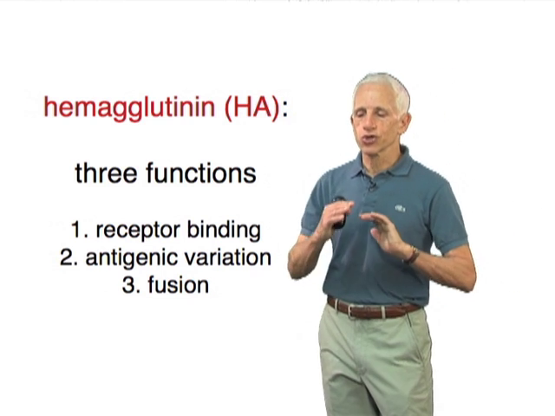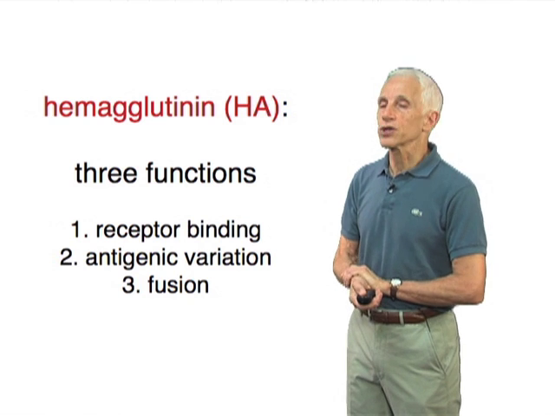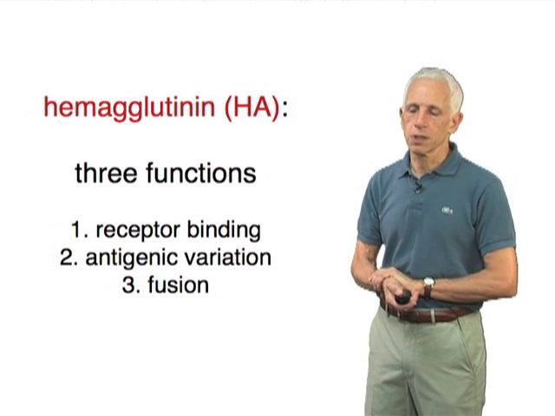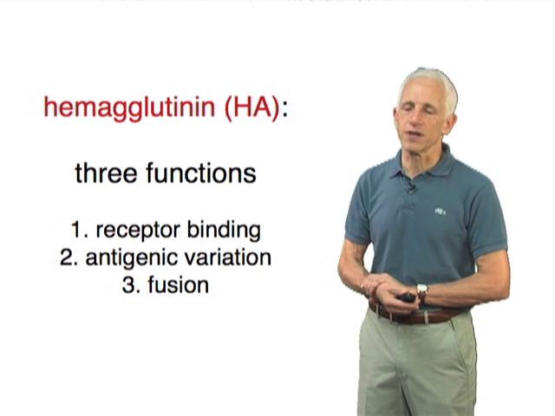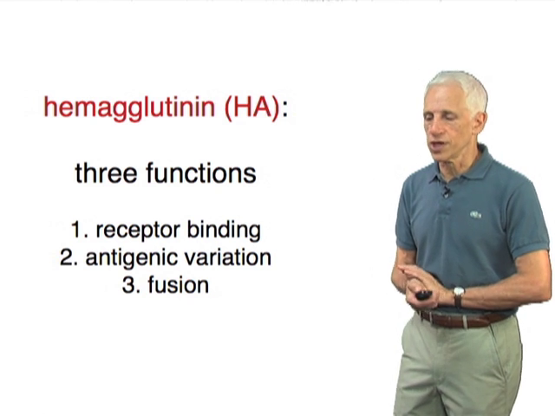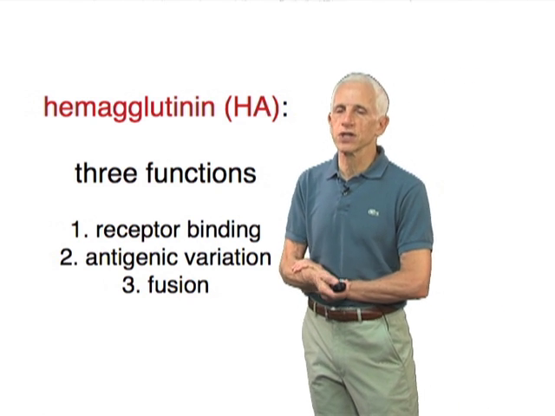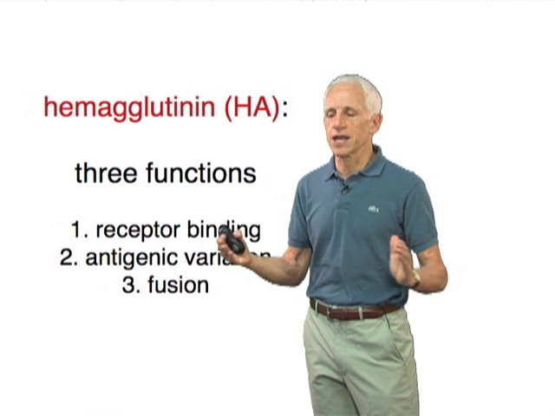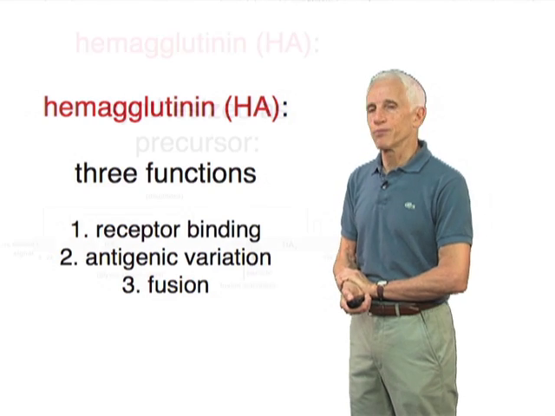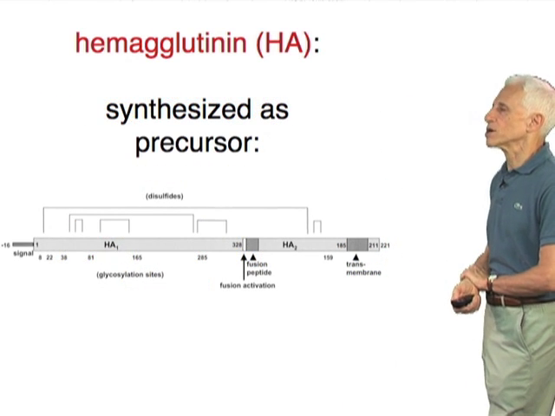It has structures on the outside that can vary without compromising its two other essential functions, so that the virus can evolve to escape neutralization by the immune system of its hosts. And finally, it is, as I've suggested, the protein that catalyzes the membrane fusion process when suitably triggered by proton binding. So as I've said, it's synthesized as a precursor.